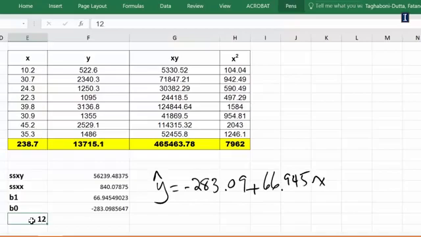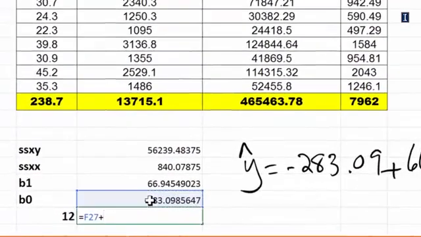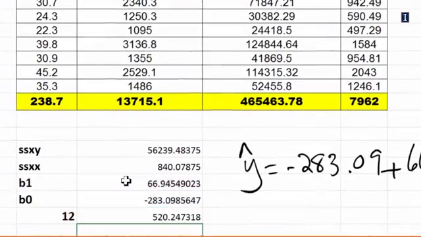66.945x. If I say my x value is 12, then my regression equation will return the value of this intercept plus the value that I want to predict times b1, the slope, and it's 520. So if I open up a store somewhere that has 12,000 people living nearby, I expect to sell $520,000 worth of annual sales.